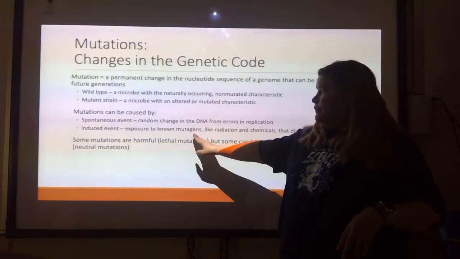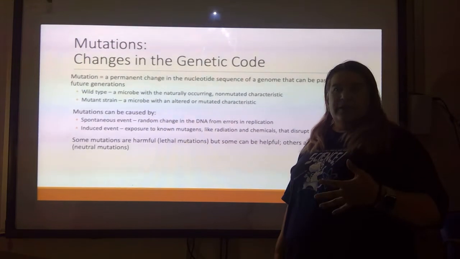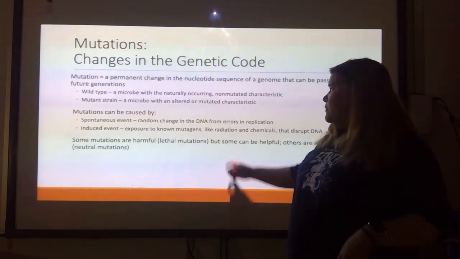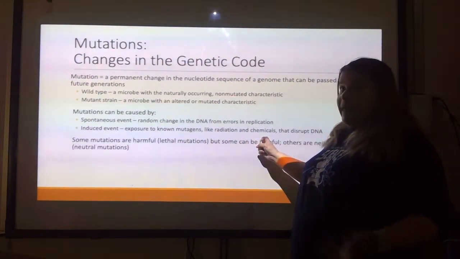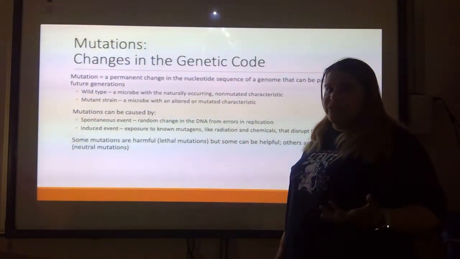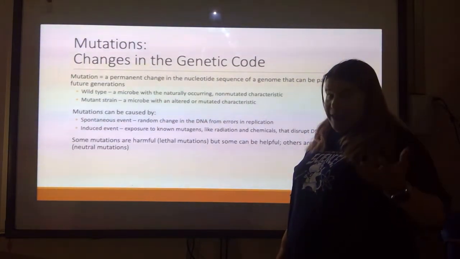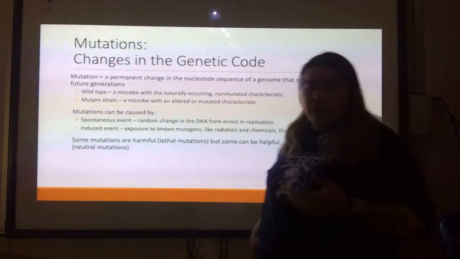Mutagens are chemicals that we know alter DNA. You can get exposure to those. Mutagens are things like radiation, some chemicals. We often call them carcinogens because they're messing with your DNA and they can actually induce cancer cell formation. They disrupt the DNA in some way, shape, or form.